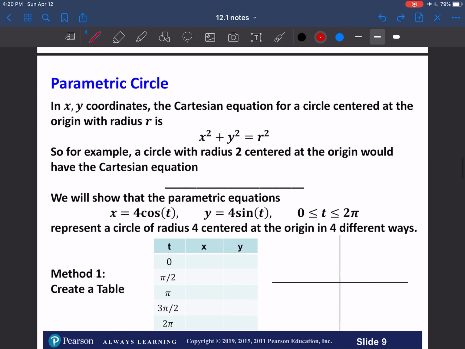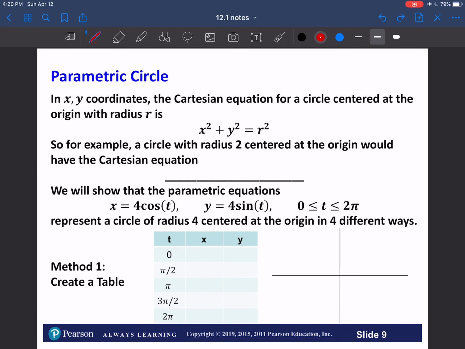Okay, let's consider now bridging away from linearity and going into circles. So in xy coordinates, the Cartesian equation for a circle centered at the origin with a radius of r is x squared plus y squared equals r squared. Hopefully you're familiar with that. So for example, if we wanted to write the equation for a circle of radius 2 centered at the origin, the Cartesian equation would just be x squared plus y squared equals 2 squared, which is 4.